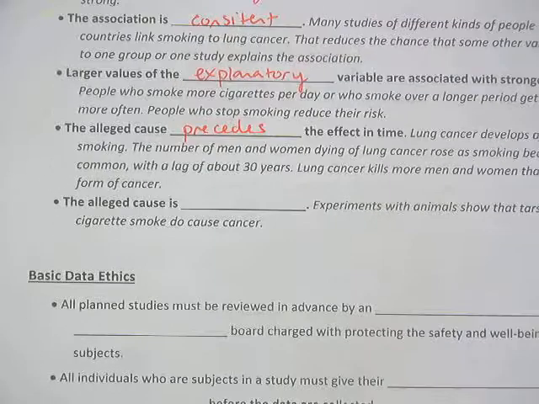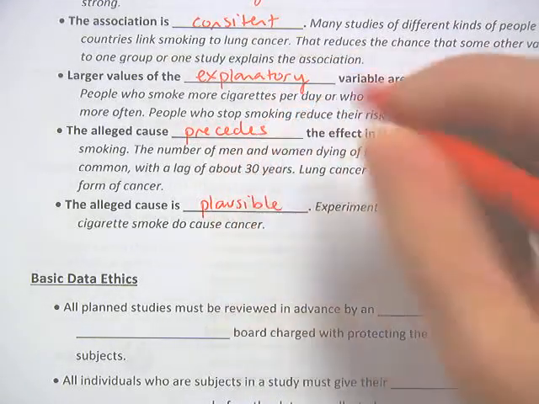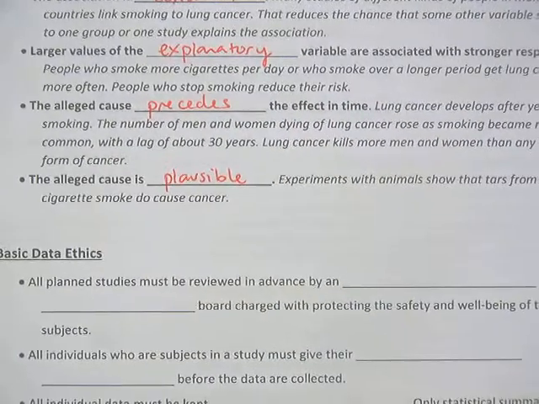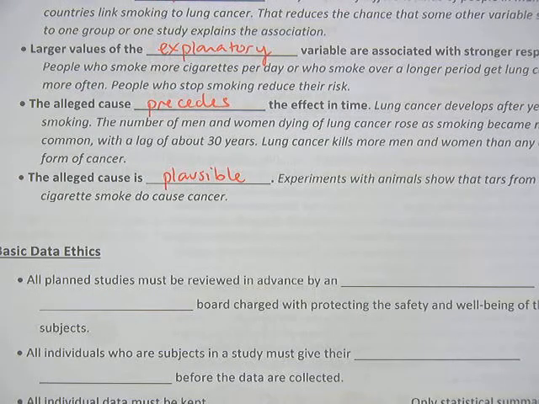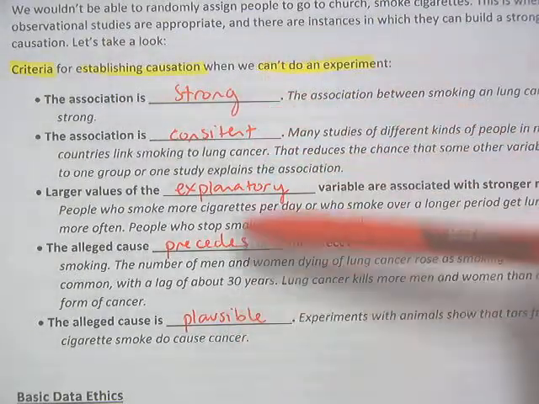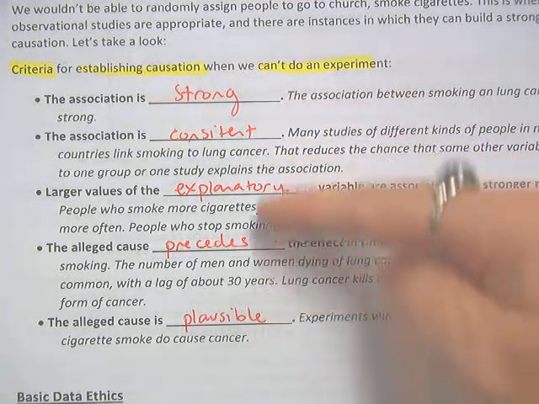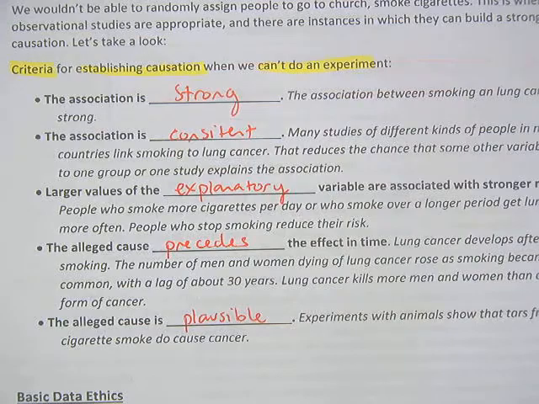And lastly, the alleged cause is plausible. One of the ways we know that this is plausible is experiments with animals have shown that tars from cigarette smoke do cause cancer. You're not really going to be tested on any of these things, but I just want to give mention and give credence to the fact that observational studies can be useful to draw cause and effect conclusions if they meet specific criteria.